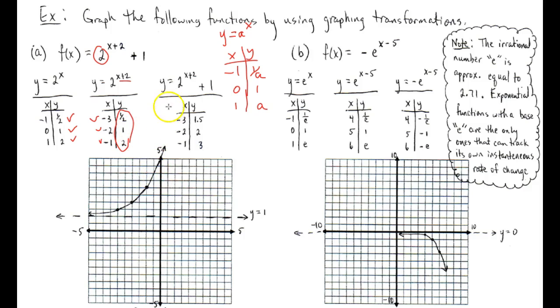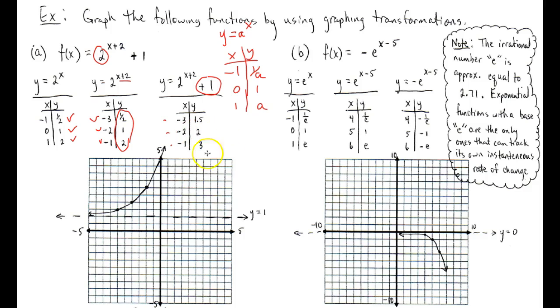Now for the next transformation, we see that this happens by having this plus 1 appended to 2 raised to the x plus 2. And we know that when we see that, that is a vertical shift upward by 1 unit. Since it's a vertical motion, it will affect the y values. So the x values stay the same, while the y values all increase by 1. So 1/2 or 0.5 added to that gives us 1.5, 1 plus 1 gives us 2, and 2 plus 1 gives us 3.